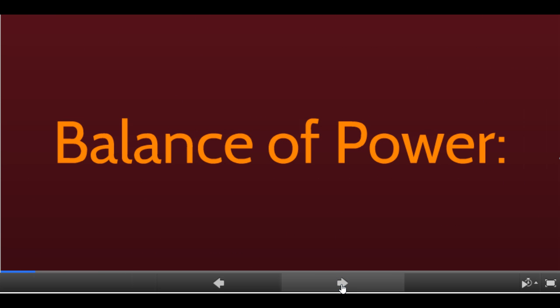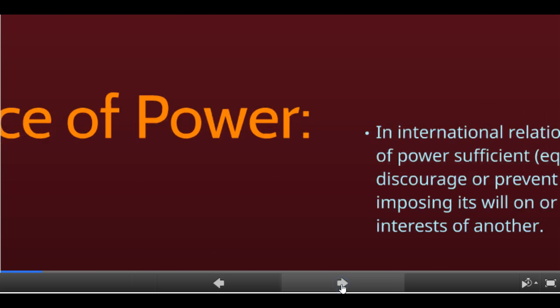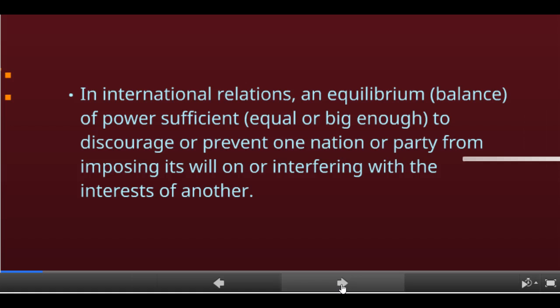Balance of power. In international relations, an equilibrium or a balance of power sufficient, equal or big enough, to discourage or prevent one nation or party from imposing its will on or interfering with the interests of others. So basically, we see a shift in the balance of power throughout time. So this is where we see the difference or the shifts between world powers.